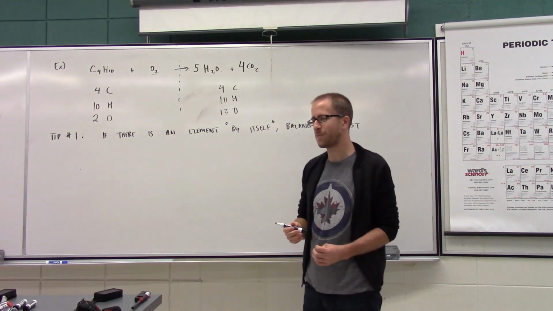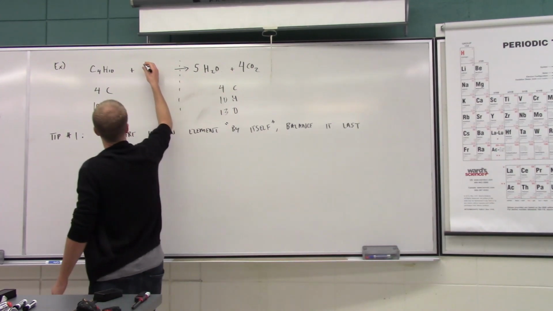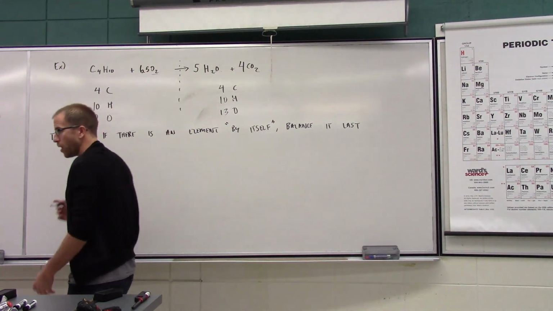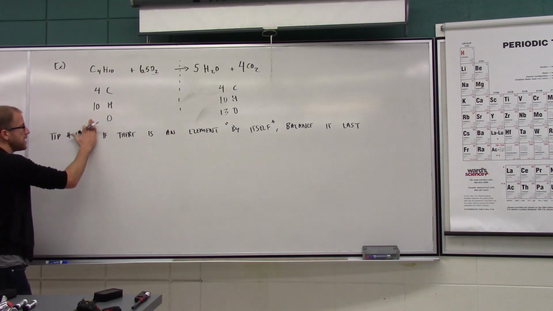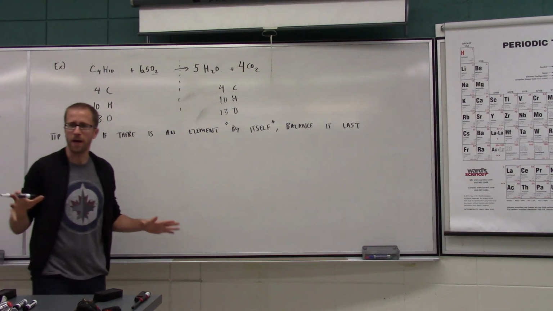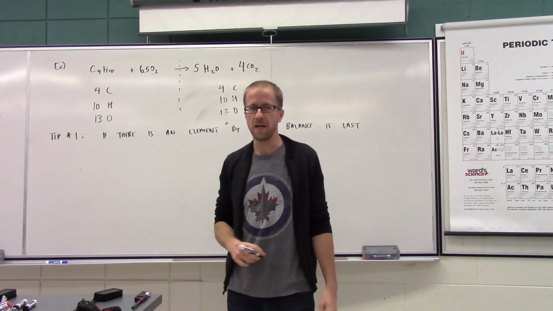Oh, excellent. 6.5. Now, if I put 6.5 here, that will balance it out. Because what is 6.5 times 2? 13, right? So now everything balances. But, and this is a big but, can you have half of a molecule?